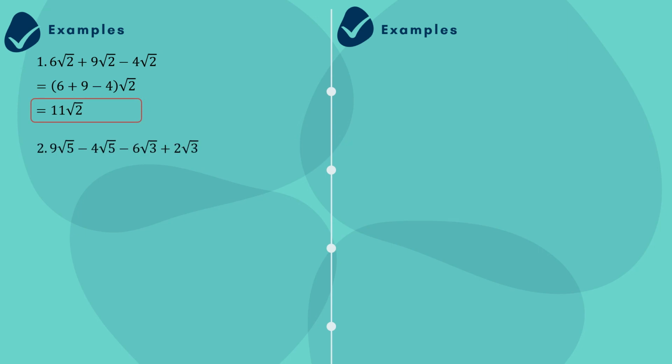Number 2. 9 square root of 5 minus 4 square root of 5 minus 6 square root of 3 plus 2 square root of 3. So, ang pwede mo combine ra ang parihag radical. Ang parihang square root of 5 o ang parihang square root of 3. So, sila ra po ang mga numbers outside of each radical can be added or subtracted. So, what will happen? 9 minus 4 square root of 5. Then, negative 6 plus 2 square root of 3.